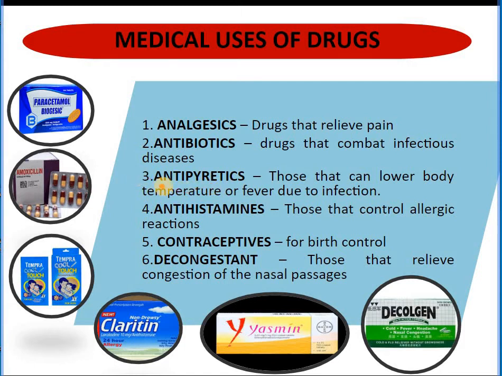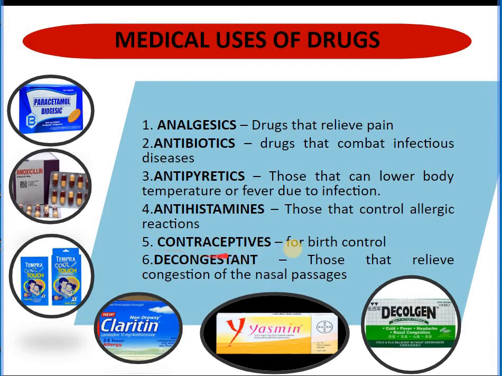And then we have antipyretics. Ito namang type of drug na to, those that can lower body temperature or fever due to infection. Ito yung mga Tempra. Ang ginagawa ng mga gamot na to, pinapababa niya yung init ng katawan. And then we also have antihistamines. These are the group of drugs that control allergic reactions. For example, allergic ka sa hipon, allergic ka sa alikabok, ayan yung mga Claritin, di ba? Pwede rin yung cetirizine. Ang tawag dun sa mga gamot na yan ay antihistamines.